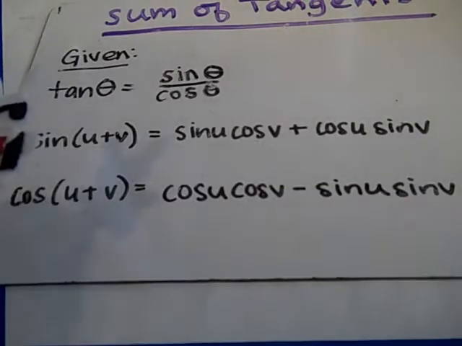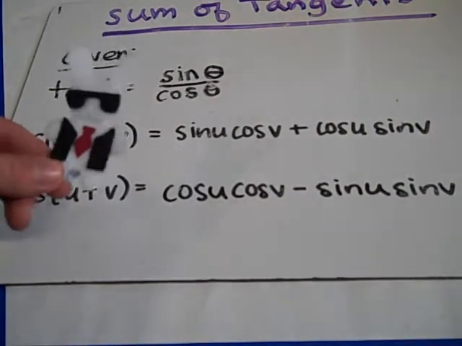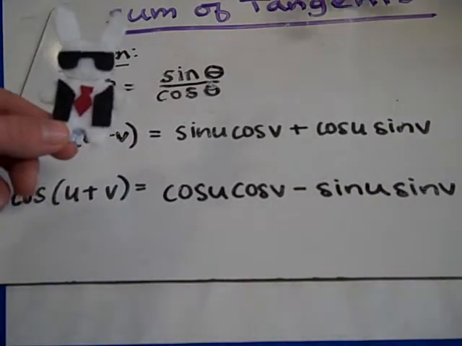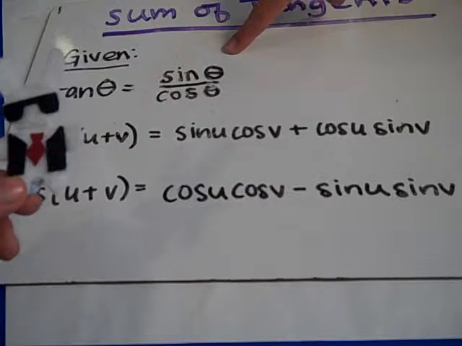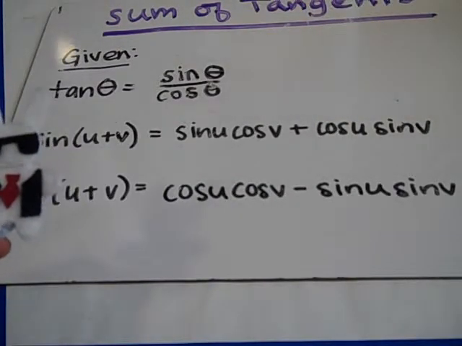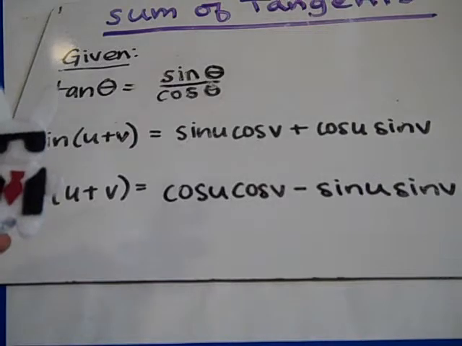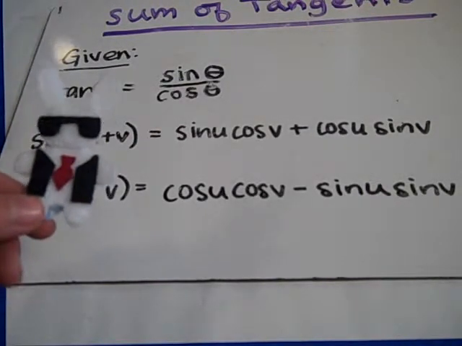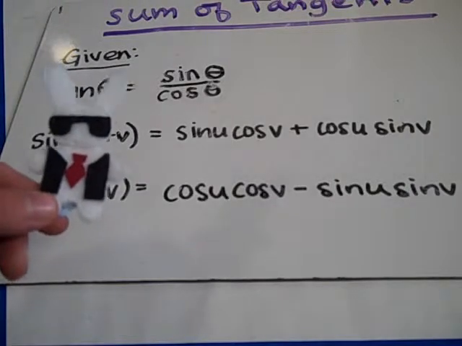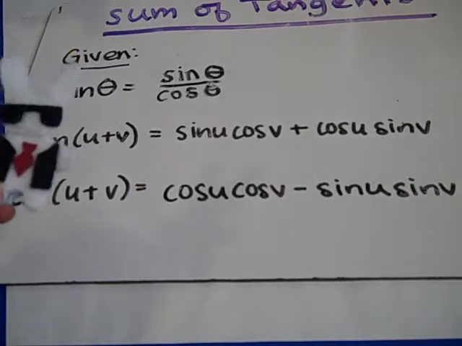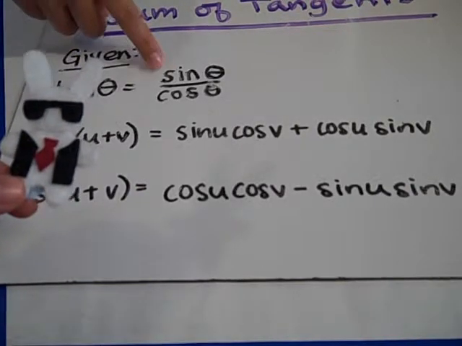Of course, young man, it's quite simple. You see, let me show you. So let's start with what we were given. Sine of u plus v equals sine of u times the cosine of v plus cosine of u times the sine of v, and cosine of u plus v equals cosine of u times cosine of v minus sine of u times sine of v. We also know from previous lessons that the tangent of theta equals sine of theta divided by cosine of theta.